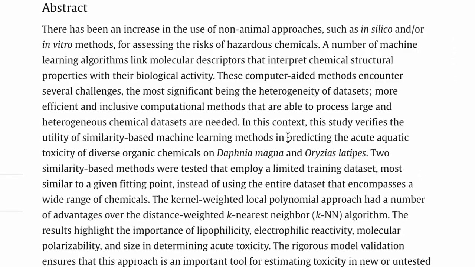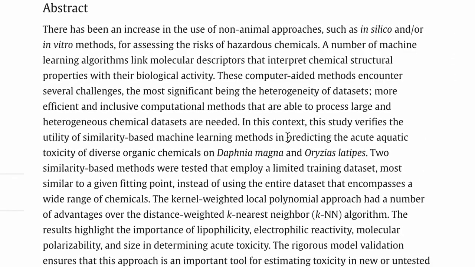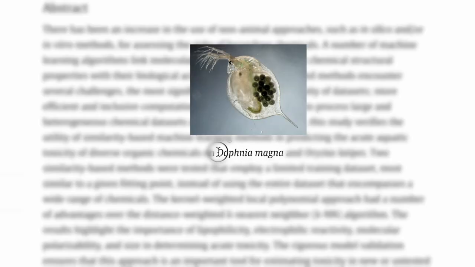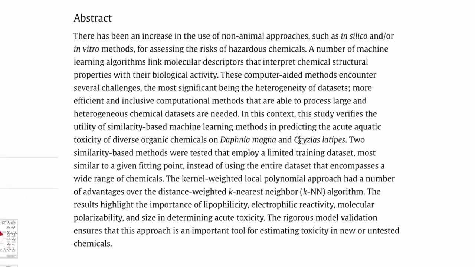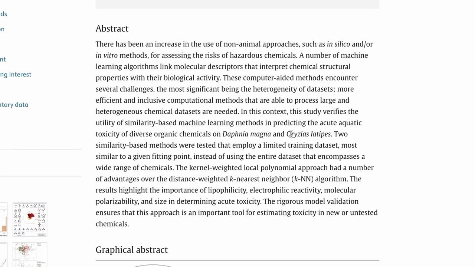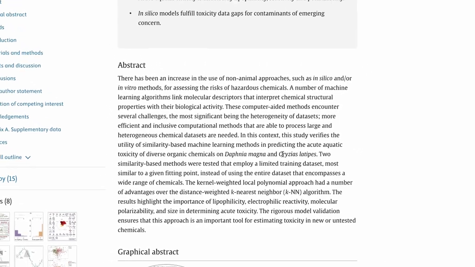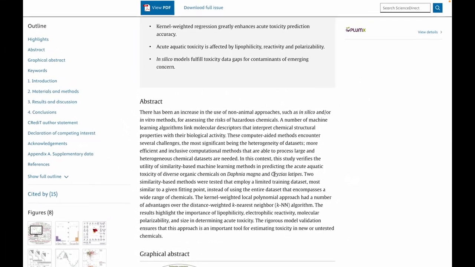One more point that I want to talk about is that in this paper, they have used two data sets. They have predicted the acute aquatic toxicity of organic compounds on Daphnia magna, which is a flea, and Oryzias latipes, which is a Japanese rice fish. So what they do is expose these organisms to these organic compounds, and the concentration at which these organisms die is basically the toxicity level.